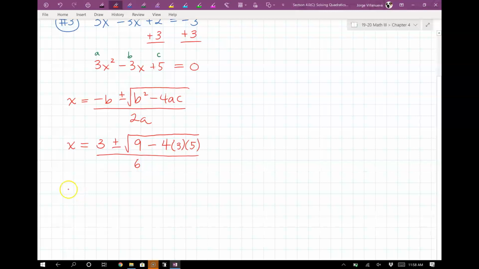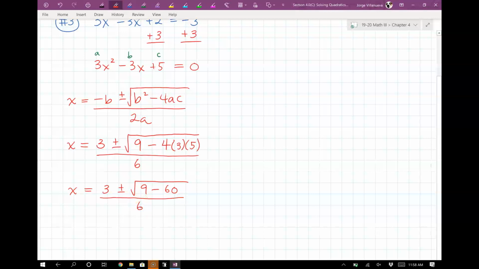Now let's just continue to keep working through this. So 3 plus or minus the square root of 9 minus 3 times 5 is 15, times 4 is 60. So this would be 60 here, over 6.